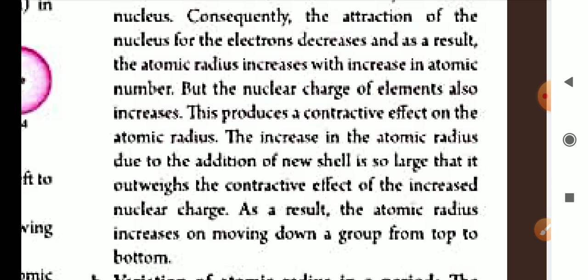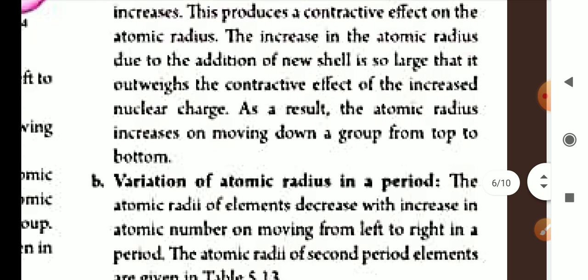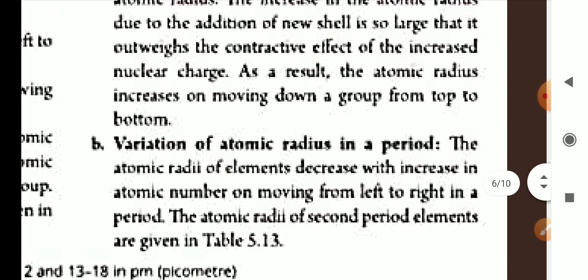In the case of a group also, the nuclear charge is increasing, but the orbit number is also increasing along the group. That's why the attraction between electrons and protons is not prominent. But in the case of a period, as there is no increase in the number of orbits, their nuclear charge is increasing and their attraction is prominent. That's why atomic radius is decreasing along the period. As a result, the atomic radius increases on moving down a group from top to bottom.